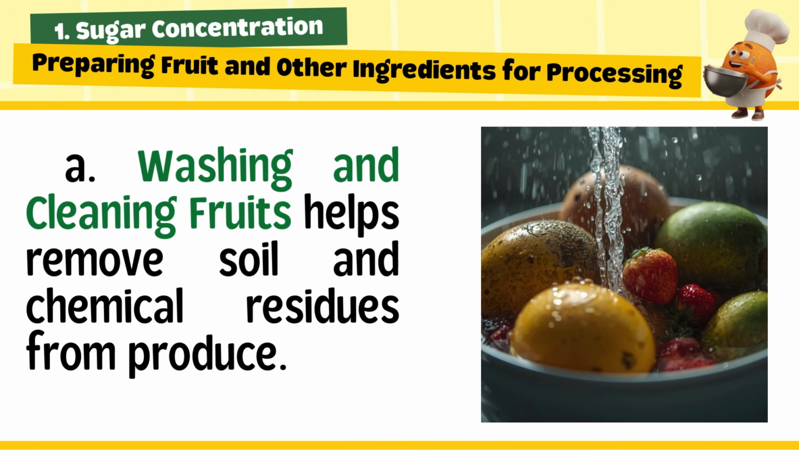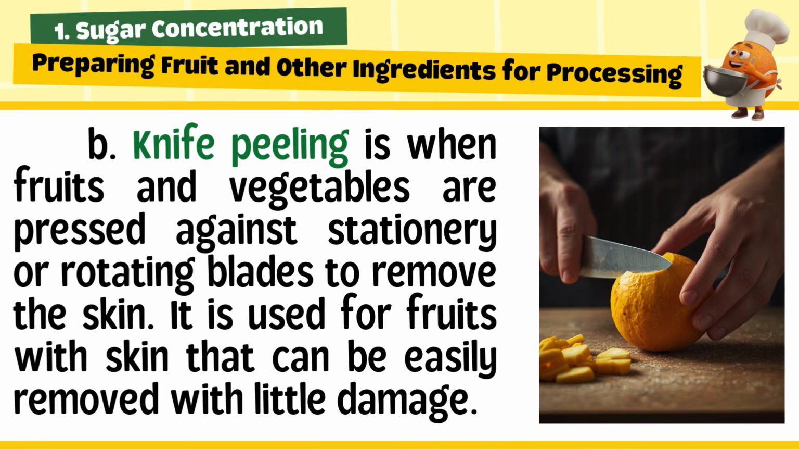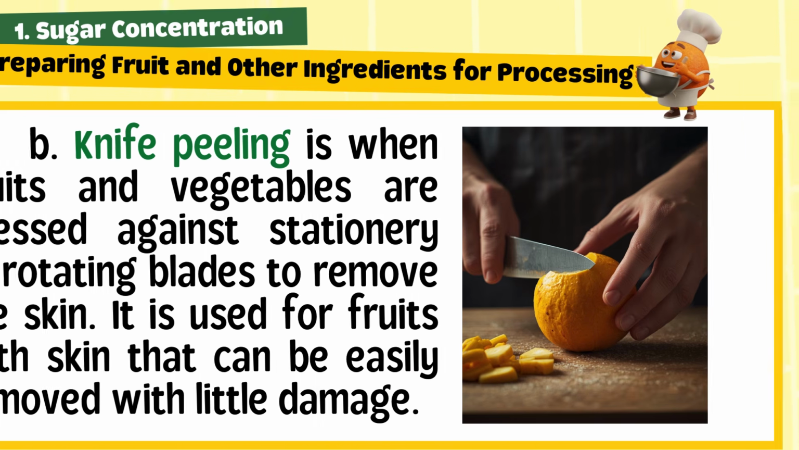Preparing fruit and other ingredients for processing. A. Washing and cleaning fruits helps remove soil and chemical residues from produce. B. Knife peeling is when fruits and vegetables are pressed against stationary or rotating blades to remove the skin. It is used for fruits with skin that can be easily removed with little damage. Removing the skin using blades. Best for fruits with skin that comes off easily without damaging the flesh.